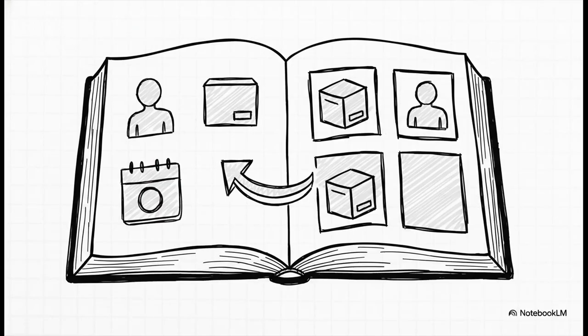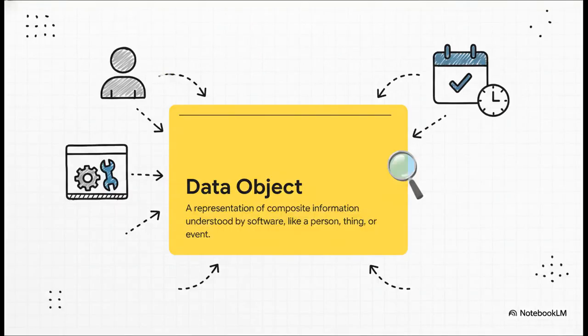Our very first building block is the nouns of our story. These are the main things. The characters, the subjects. In the world of data design, we call these objects. So think of a data object as just a bundle of information. It represents a key thing that the software has to understand. It could be a person, like a user, a thing, like a product in a store, or even an event, like an appointment on your calendar. These are the main characters in our system's story.